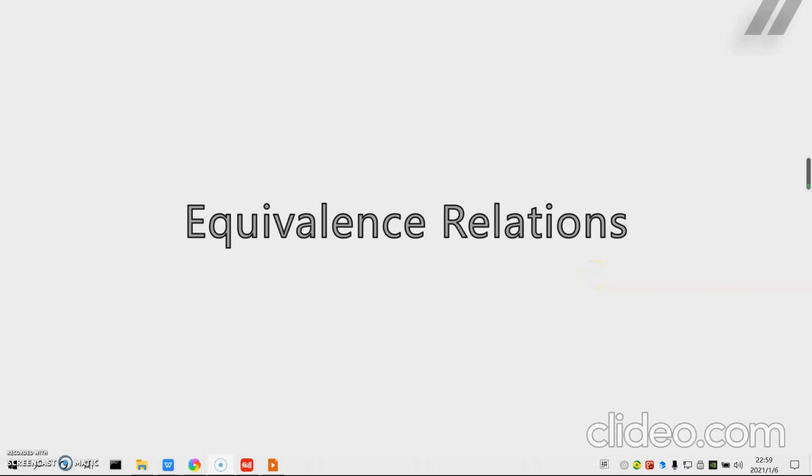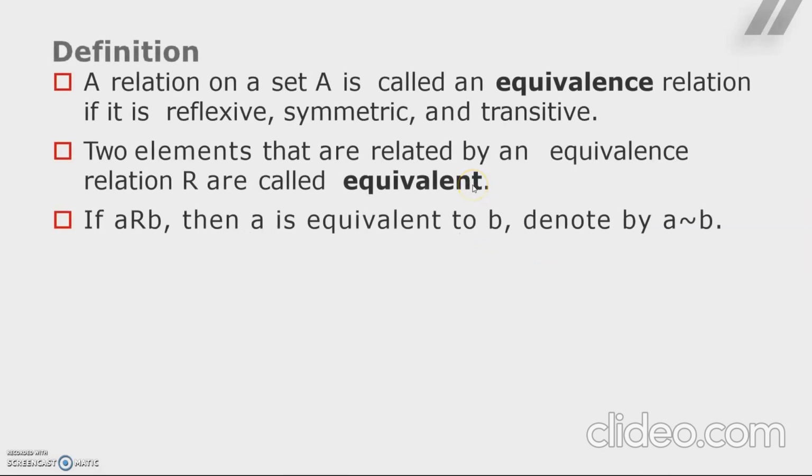Today I want to talk about equivalence relations. At first, the definition of equivalence relation. A relation on a set A is called an equivalence relation if it is reflexive, symmetric, and transitive. Two elements that are related by an equivalence relation are called equivalent. If (a,b) is in R, then a is equivalent to b, denoted by this.